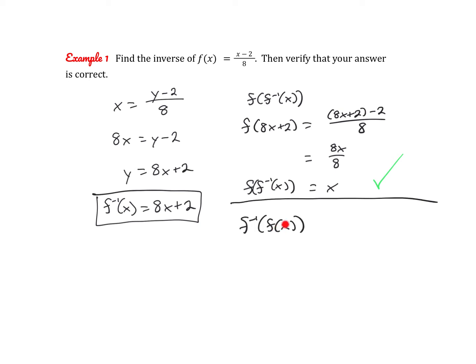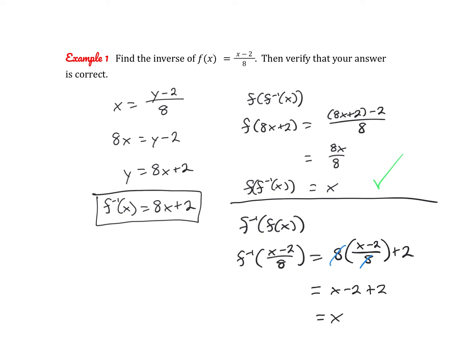So again, we're taking our original function and substituting it into our inverse. So f inverse of f of x is equal to x minus 2 over 8. So let's substitute that into our inverse. So where I see an x, I'm going to replace it with this. So 8 times x minus 2 divided by 8 plus 2. This simplifies to 1. So what I have left is x minus 2 plus 2, which again is just x.